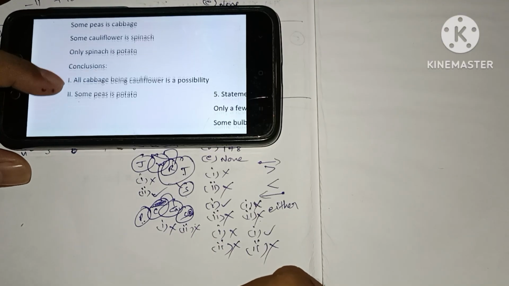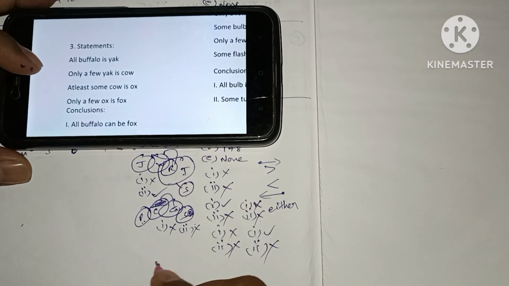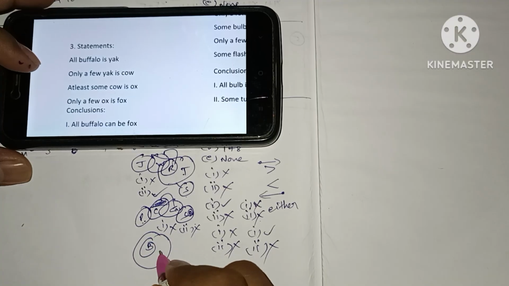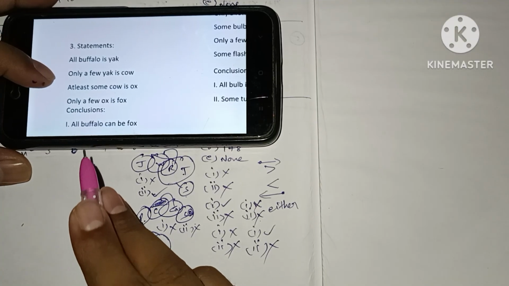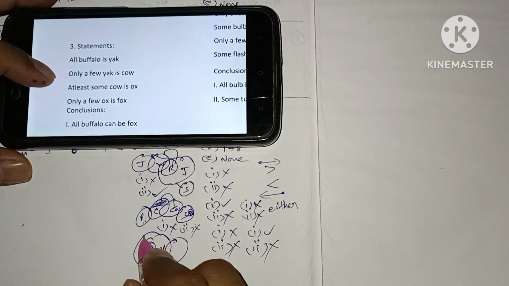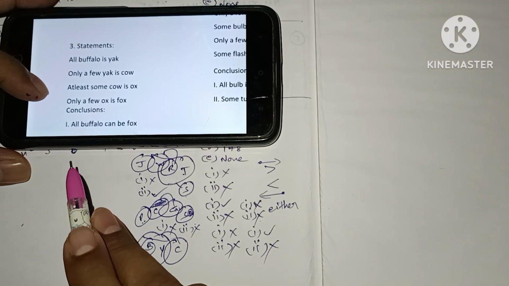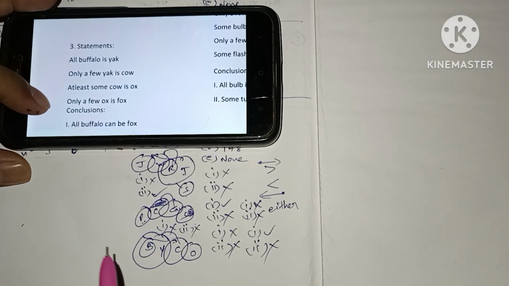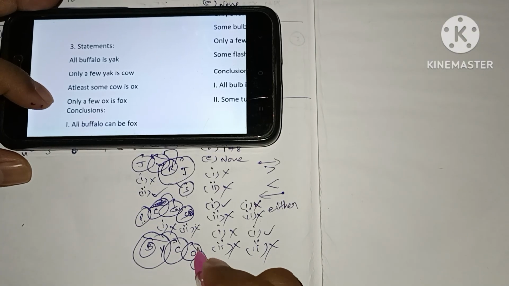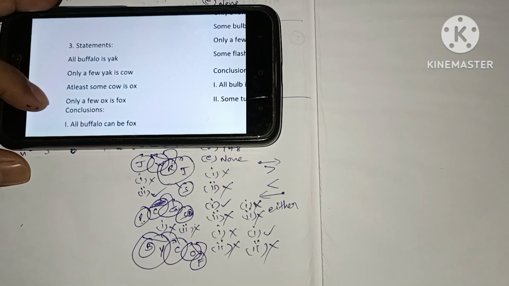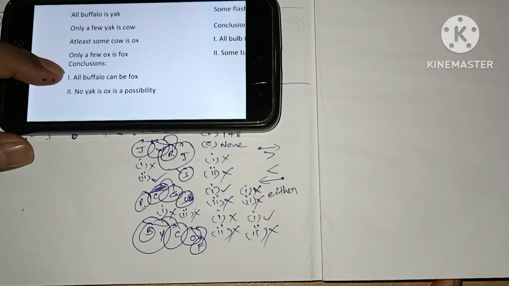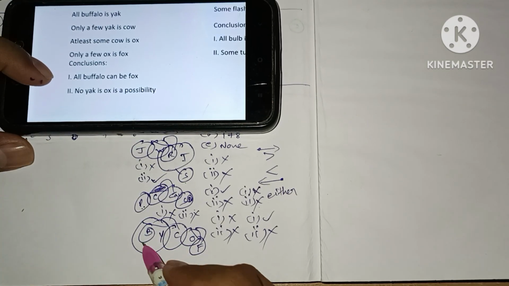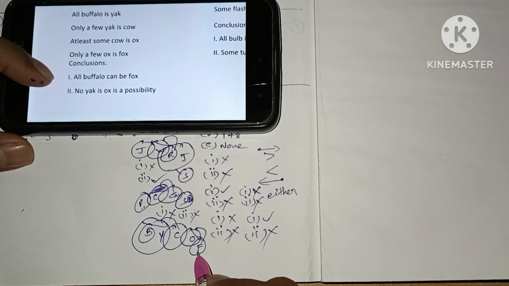Next, third question. All buffalo is yak. Only a few yak is cow. At least some cow is ox means some cow is ox. Only a few ox is fox. Let's see conclusions. The conclusions are all buffalo can be fox. All buffalo can be placed inside fox as it is possible. So first conclusion will be true.